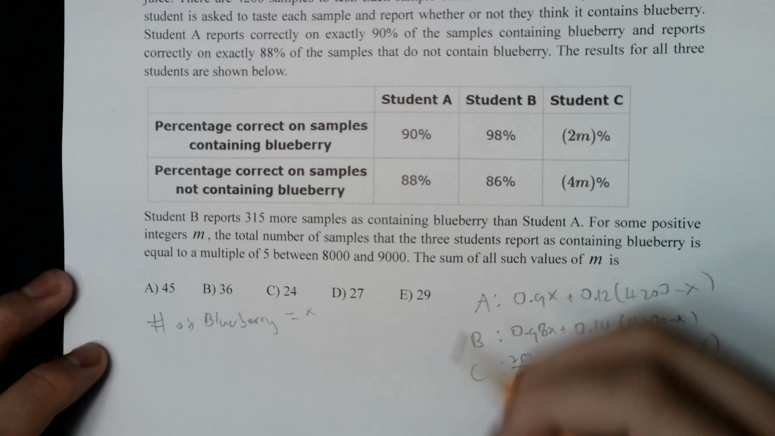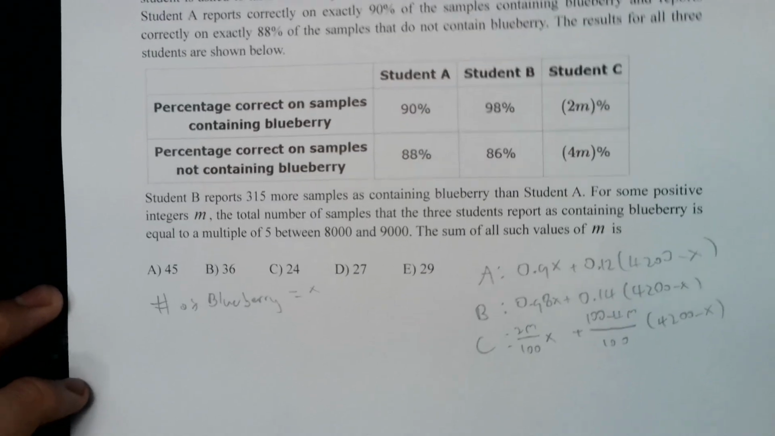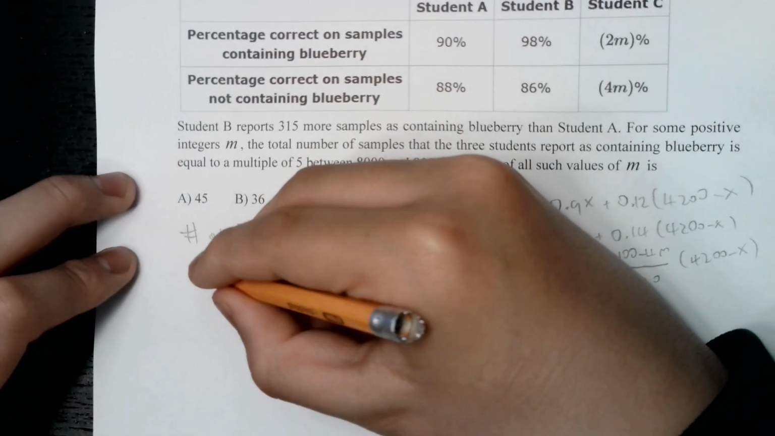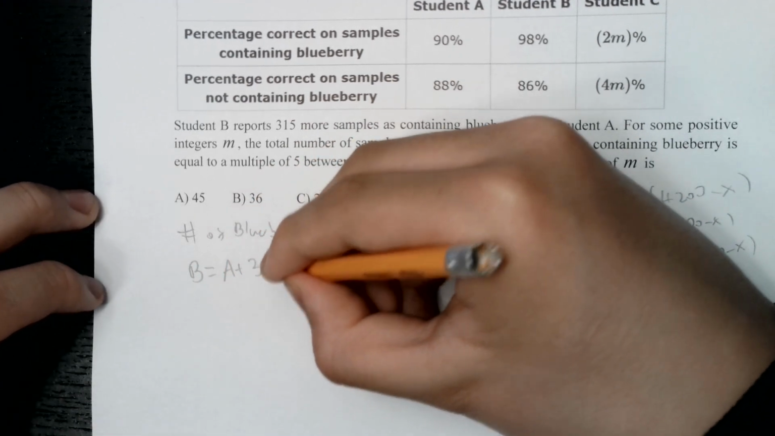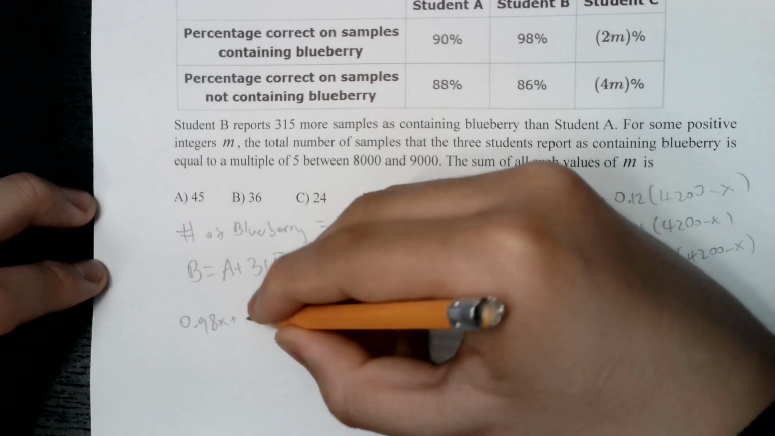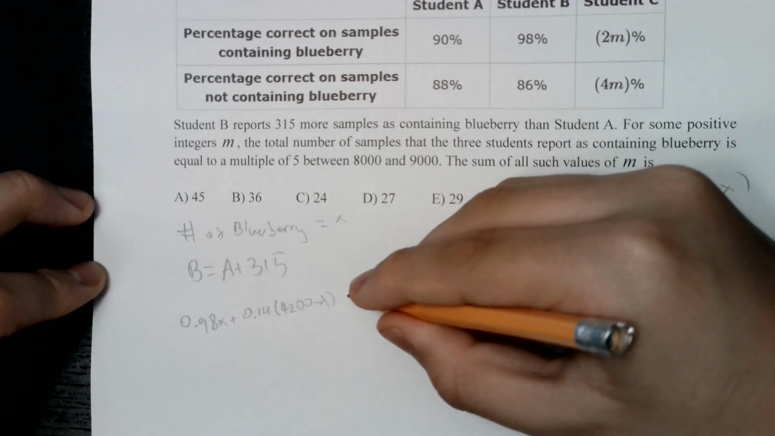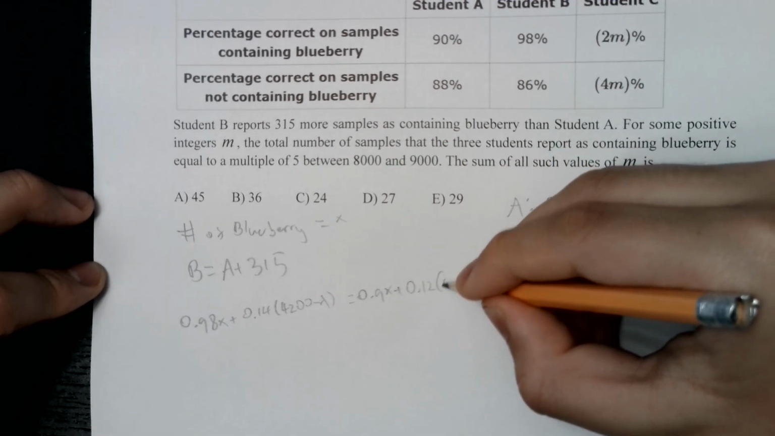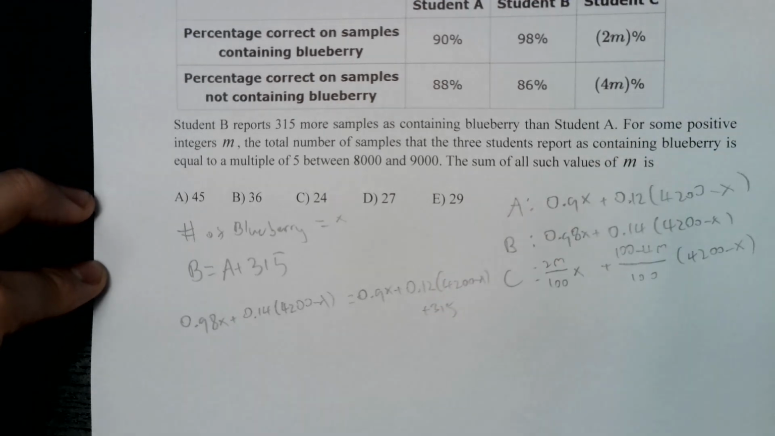Now we're going to look at our final paragraph. We can see that B reports 315 more samples than A, which is what we use to solve for x. So B is going to equal A plus 315. This means that 0.98x plus 0.14 times 4,200 minus x is going to be equal to 0.9x plus 0.12 times 4,200 minus x plus 315. I ran out of space here.